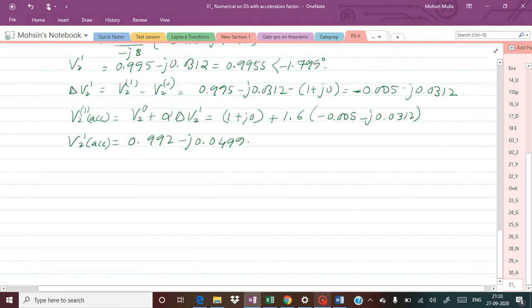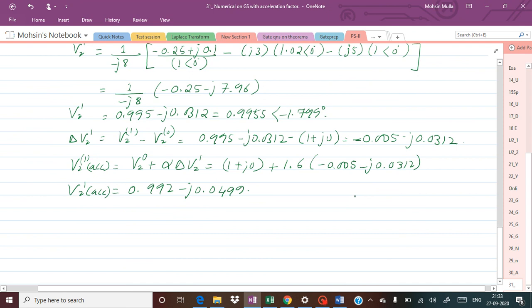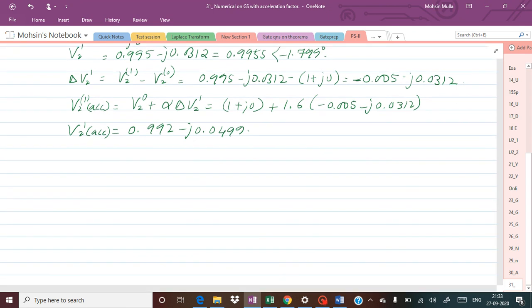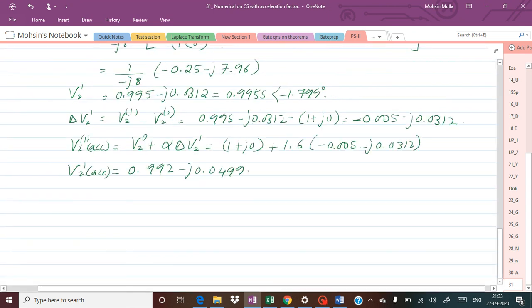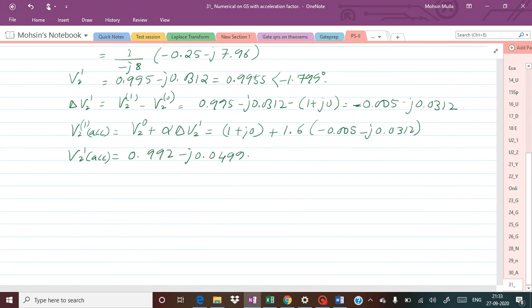Now we will see the remaining part of this solution in the next video lecture. Till then, just go through the steps once again and come up to this particular point, and next you can continue in the second part of this video lecture.